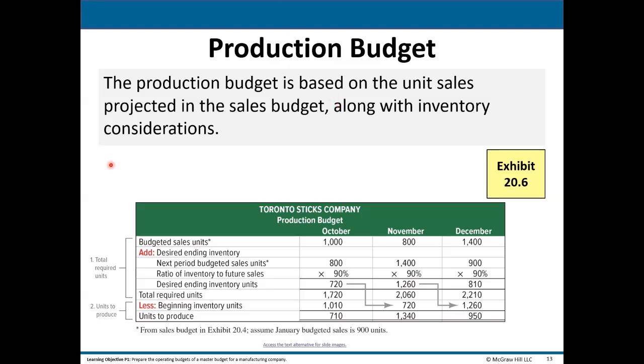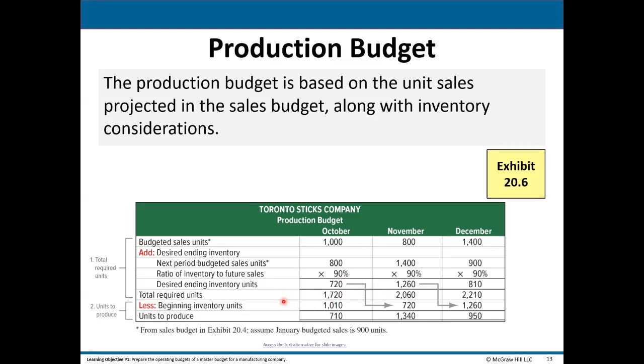Let's look at this production budget again in a little bit more detail. Let's just look at October. We have our budgeted sales units. We know we need to sell 1,000 units, and that came from our sales budget that we talked about earlier. And then we know that we want our desired ending inventory balance to be 720 units. So if we want to sell 1,000 and we want the ending to be 720, that means our total required units for October is just the sum of those two. That's the 1,720 here.